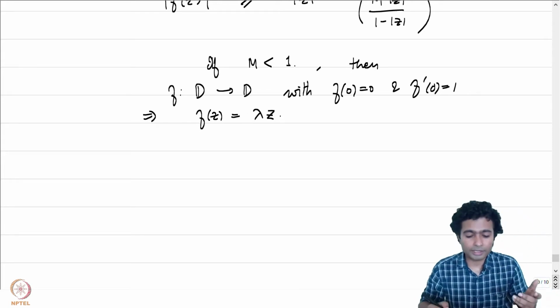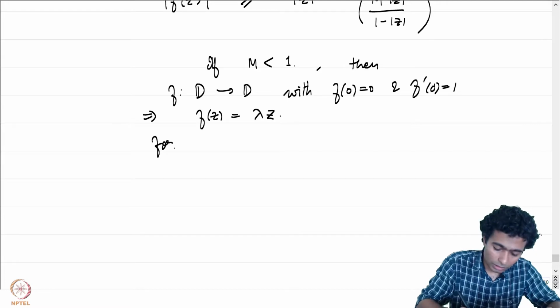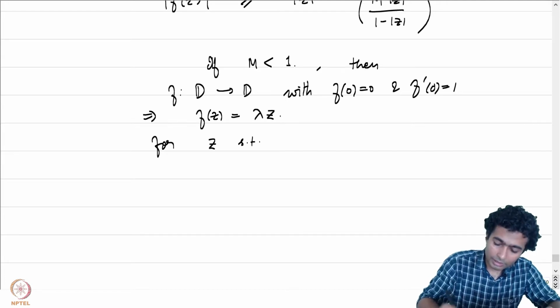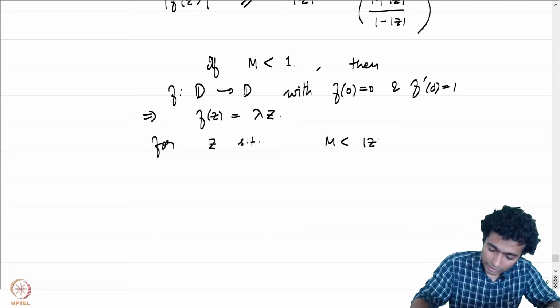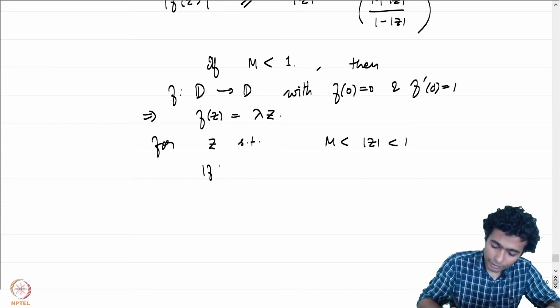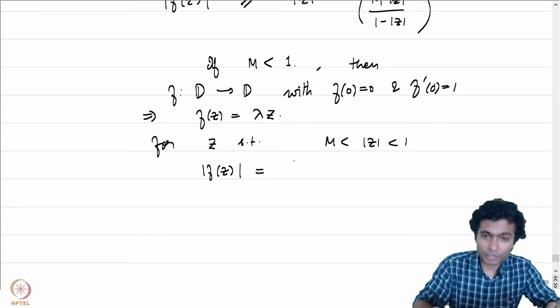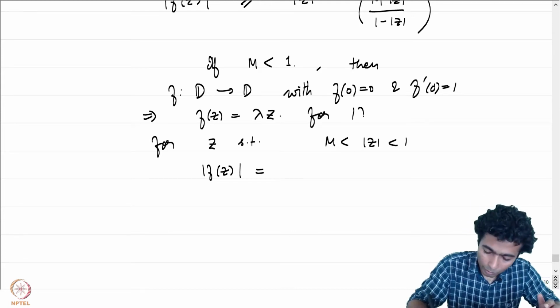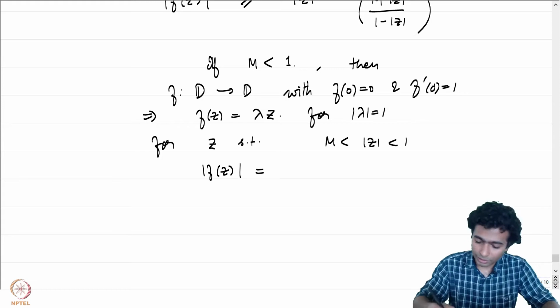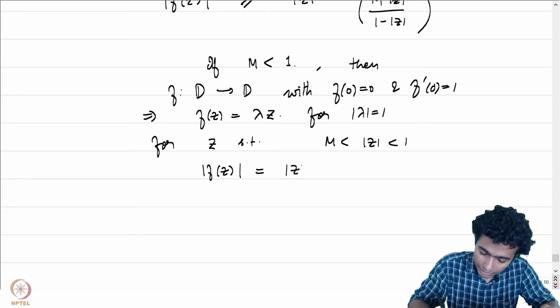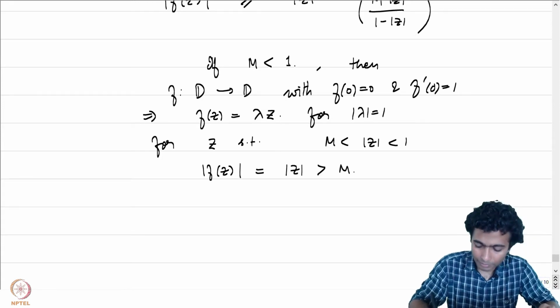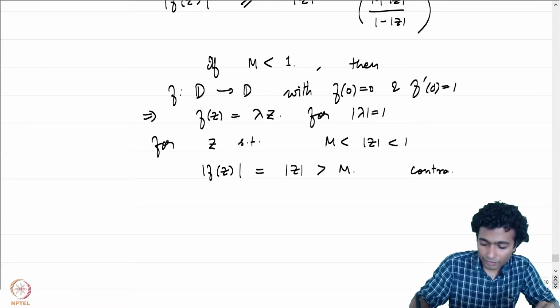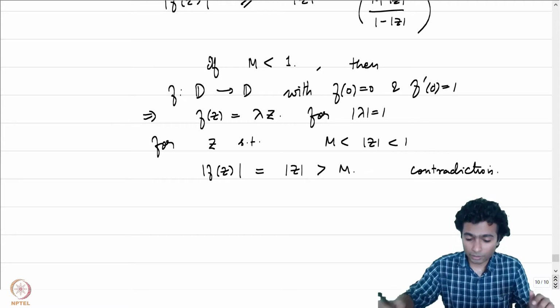Now for z such that m is less than mod z less than 1, the absolute value of f of z is just going to be equal to the absolute value of lambda z, with mod lambda equal to 1, right? It's a rotation. So this is just going to be equal to mod z, which is greater than m, which is a contradiction. And therefore we cannot have m less than 1. Therefore m has to be greater than or equal to 1.